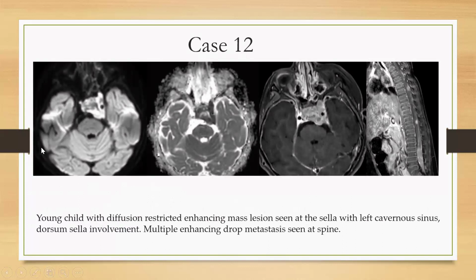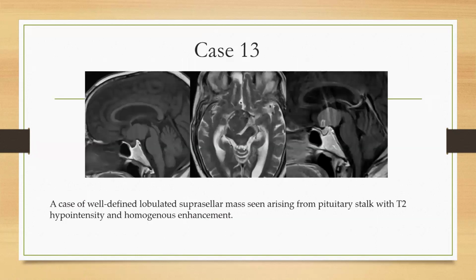This is an infant, less than 1 year old, who presented with a large mass lesion within the sella, with significant diffusion restriction and extensive leptomeningeal spread throughout the spinal canal. In this case, surgery was done, followed by proton therapy and radiotherapy, and there was complete resolution. The biopsy proved to be pituitary blastoma.